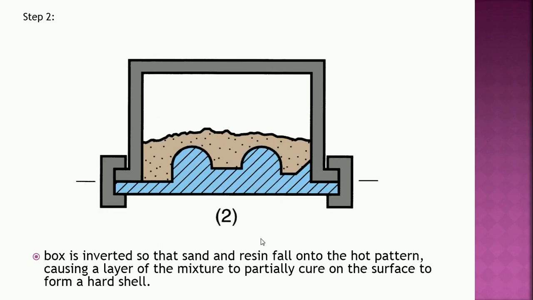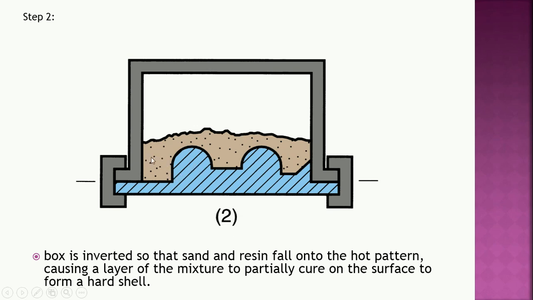In the second step, we have to invert the box, so that this sand plus resin mixture falls on the surface of this heated metallic pattern. In the second step, the box is inverted so that sand and thermosetting resin fall onto the hot pattern, causing a layer of the mixture to partially cure on the surface to form a hard shell.